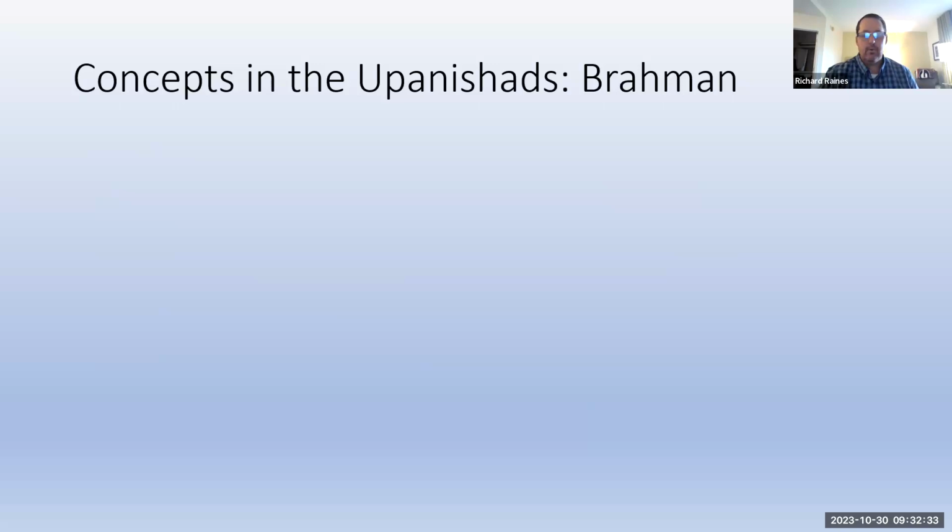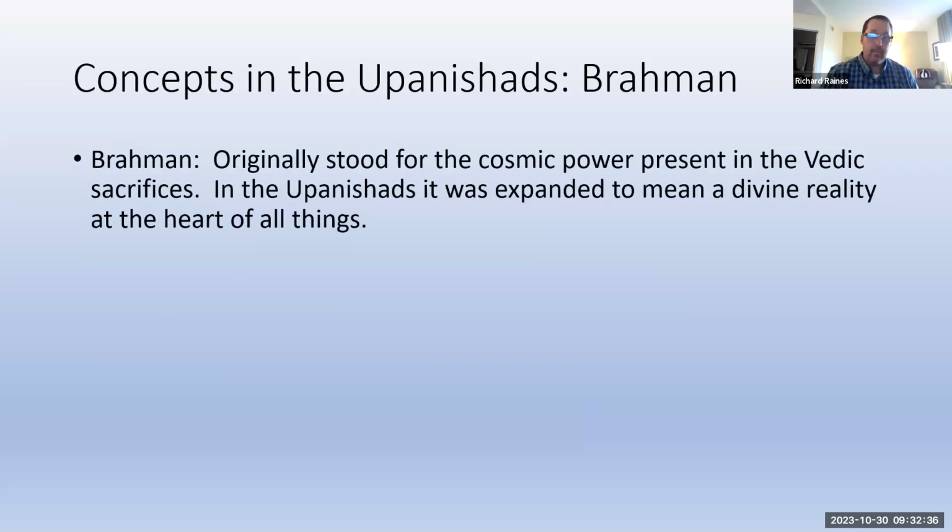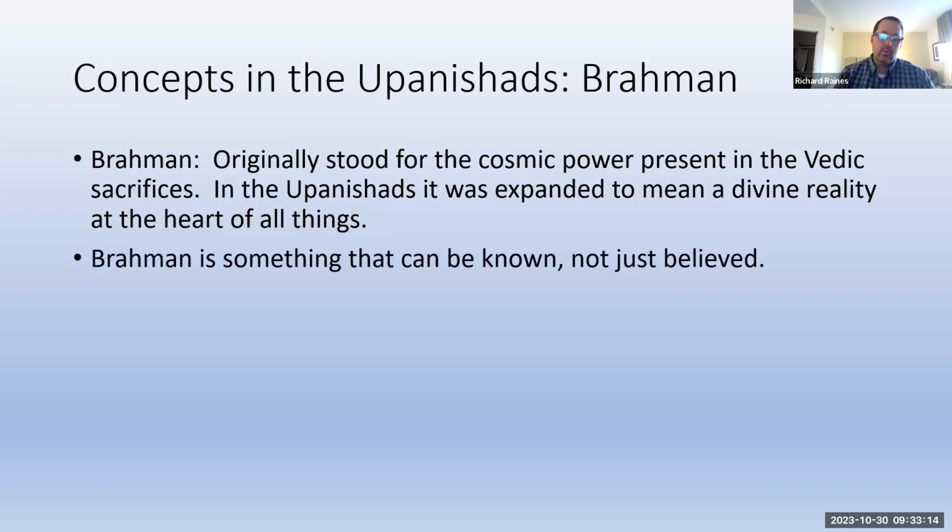Here are some concepts that emerged in the Upanishads. First is Brahman. So originally, Brahman was meant to stand for the cosmic power present in the universe. Right? That was the original idea. The Upanishads, which is more of a philosophical text, expanded that to mean a divine reality. So original Hindus, when they thought of Brahman, they thought of Brahman as the ultimate deity. And the Upanishads sort of expanded that philosophically to mean this is a divine reality at the heart of all things.